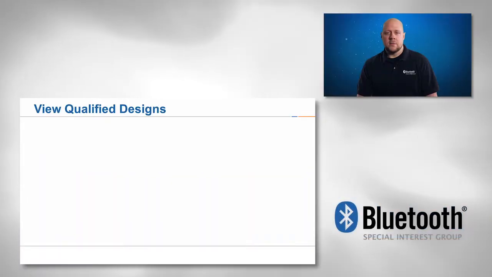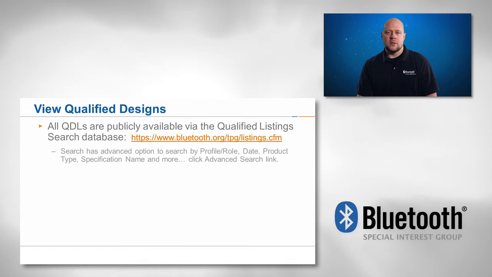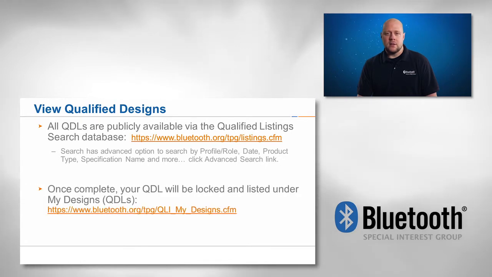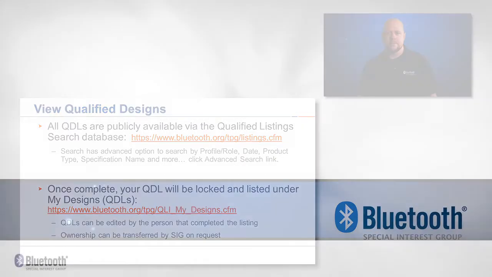So now that your QDL has been listed, it is publicly available to view via the Qualified Listing Search database. This is where you can search by QDID or even perform an advanced search to limit results by profile role, date range, or even product type. If you ever need to make an edit to your QDL, you can do so from the My Designs page. QDLs can be edited by the person that completed the listing process. If you ever need to transfer the ownership of a QDL to someone else, please contact the Bluetooth SIG for assistance.